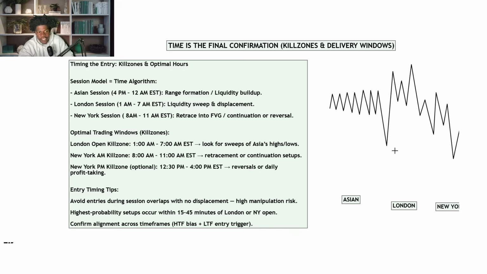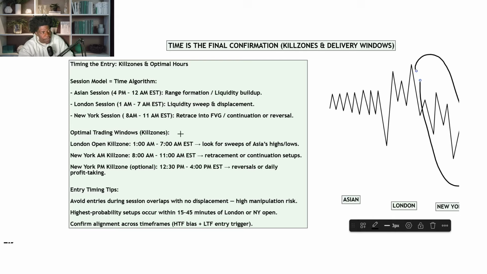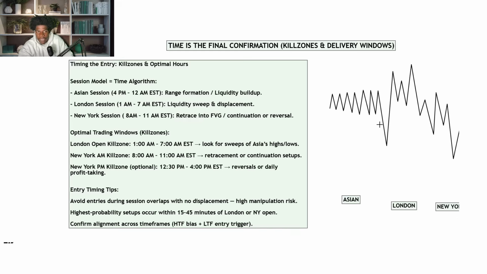As you can see, the London session can do either, right? I've seen the London session do a lot of different things. It's never linear, like I stated before. The London session may open lower and clear the Asian session lows to then rally higher to clear the Asian session highs. Then we get that liquidity sweep and a reversal lower. This is our displacement. Then the New York session, from 8 a.m. to 11 a.m., is our retrace into a fair value gap, a continuation or reversal type of model, right?